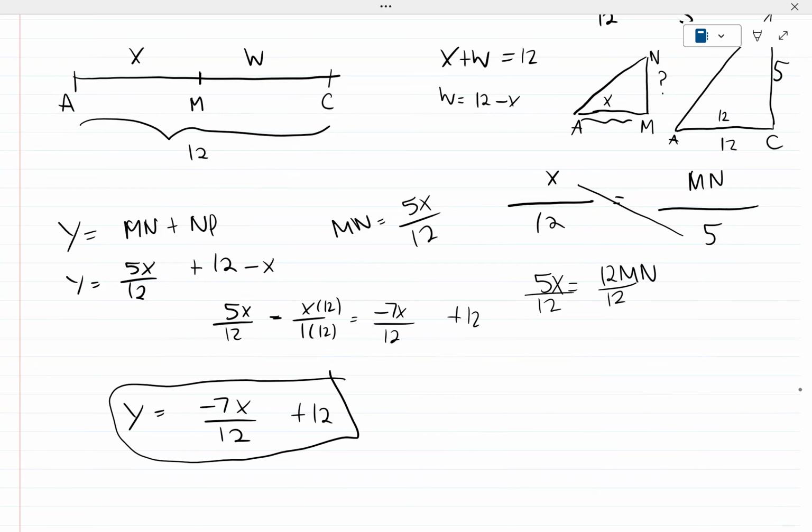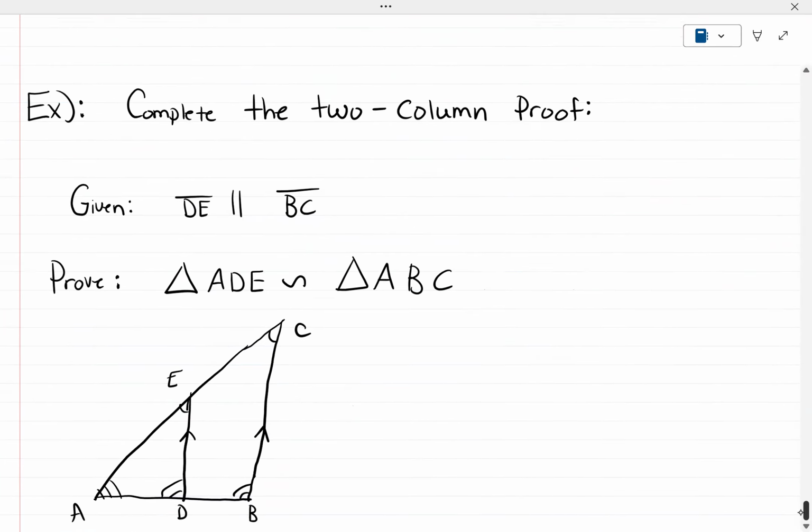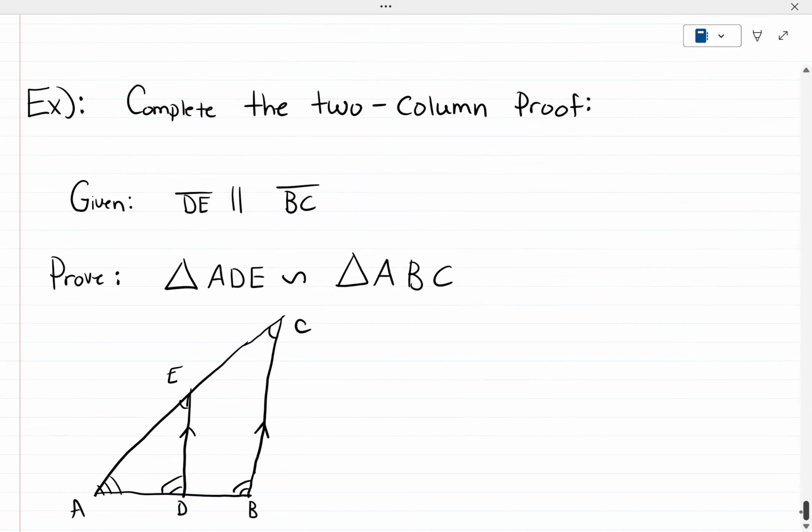Last one. Let's do a two-column proof. Complete the two-column proof given that line segment DE is parallel to line segment BC. Triangle ADE is similar to triangle ABC. So let's write a two-column proof, and we have to prove that triangle ADE is similar to triangle ABC.